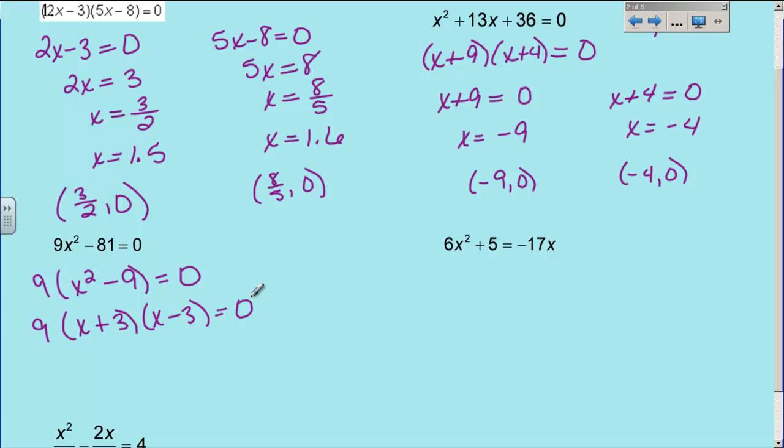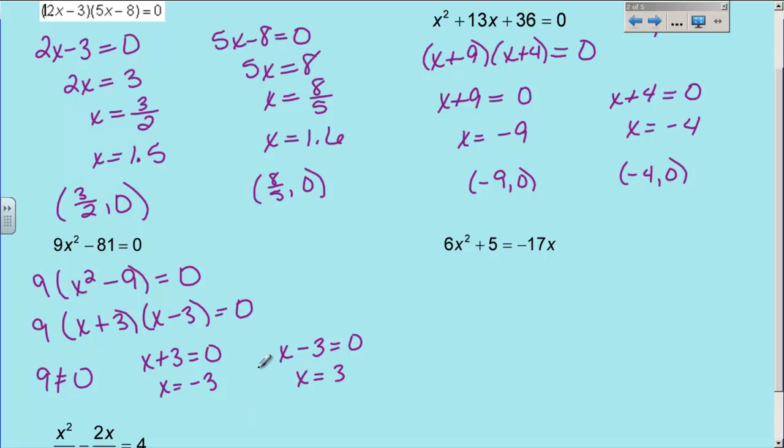And this equals 0. Now I treat it just like I did the first two. I have to set my factors equal to 0, except this time I have 3 factors. I have to set all 3 equal to 0. Well, 9 does not equal 0, so that is not something I have to worry about. But my x plus 3 has to equal 0, and my x minus 3 has to equal 0, and then I solve. This one becomes x equals negative 3, and this one becomes x equals positive 3.